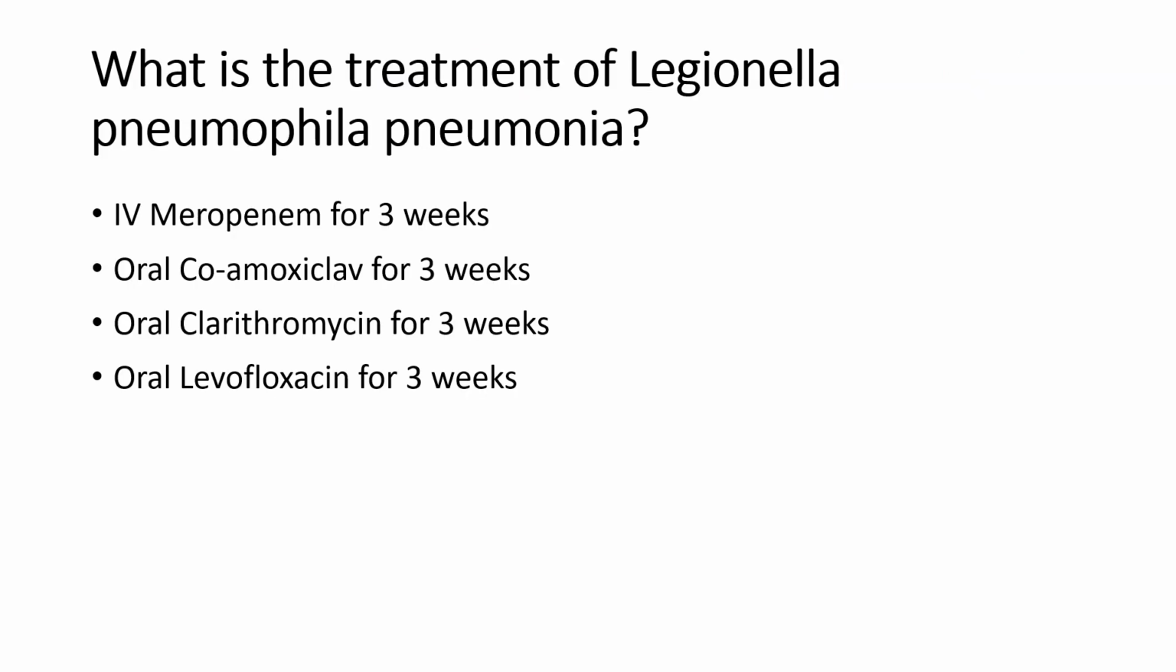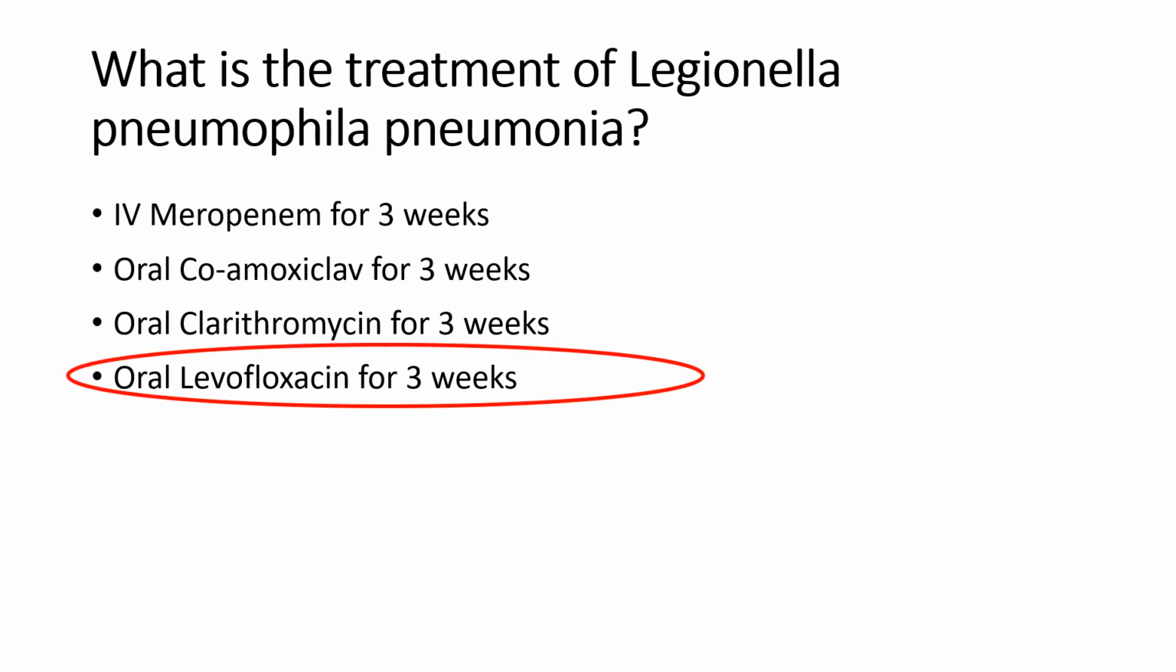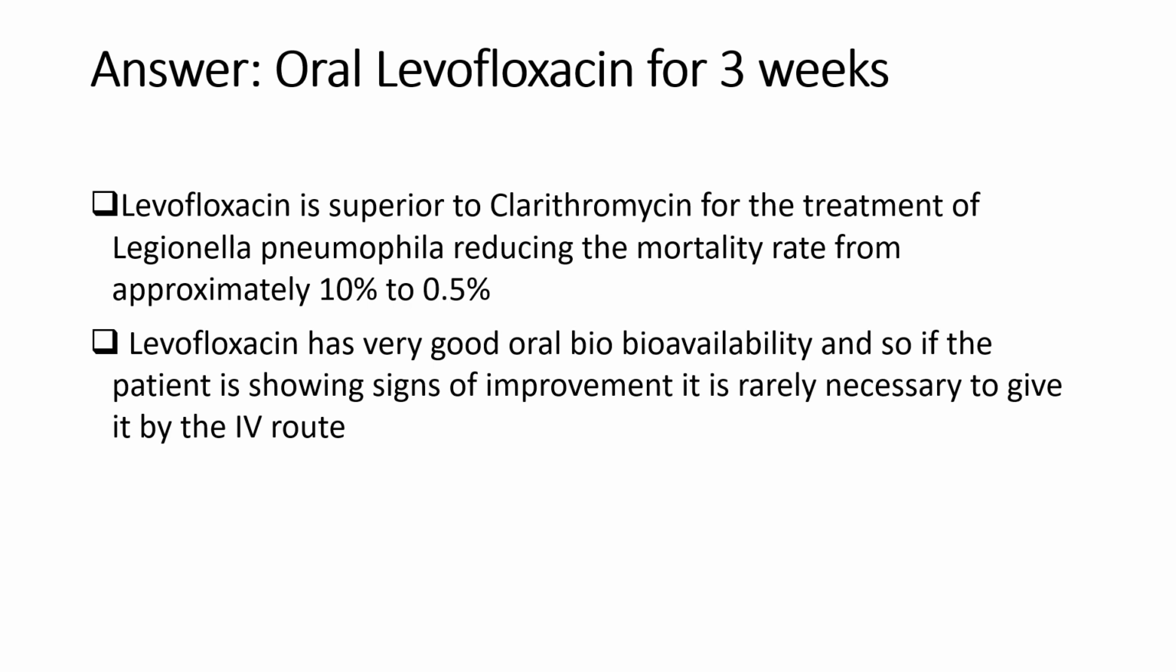What is the treatment for this Legionella pneumophila pneumonia? Meropenem, co-amoxiclav, clarithromycin, or levofloxacin? The answer is levofloxacin for 3 weeks. Levofloxacin is always superior to clarithromycin for the treatment of Legionella pneumophila. The mortality rate decreases from 10 to 0.5%. Levofloxacin has very good oral bioavailability. So if the patient is showing signs of improvement, it is not necessary to give it by the IV route, so the oral route will be preferred.